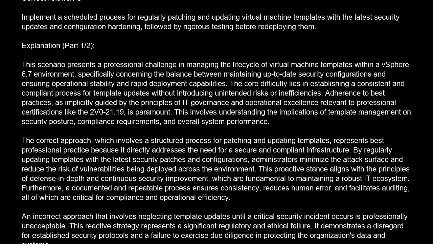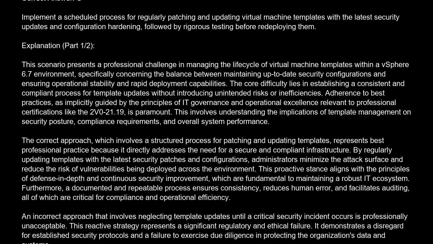Explanation: this scenario presents a professional challenge in managing the lifecycle of virtual machine templates within a vSphere 6.7 environment, specifically concerning the balance between maintaining up-to-date security configurations and ensuring operational stability and rapid deployment capabilities. The core difficulty lies in establishing a consistent and compliant process for template updates without introducing unintended risks or inefficiencies.